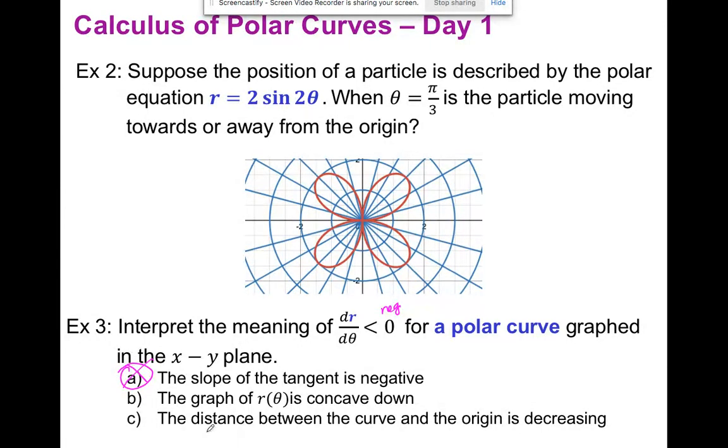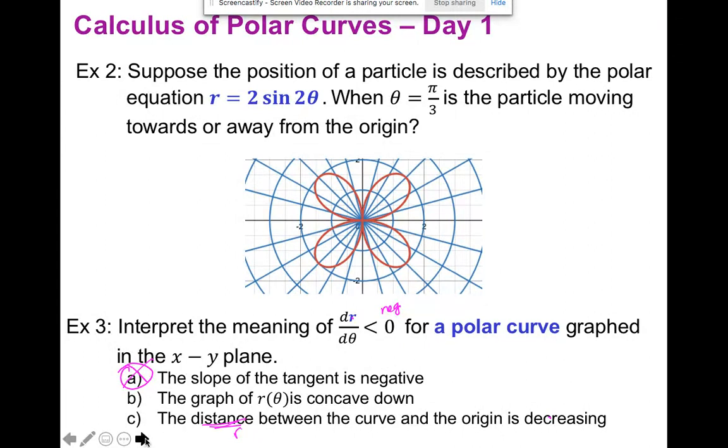But look at C. The distance between the curve and the origin is decreasing because of my rate of change of the radius. Is that towards or away? It just depends upon where I am. But wherever I am on my polar curve, if the rate of change of the radius with respect to theta is negative, my radius is going to be getting shorter. So the distance between the curve and the origin is decreasing. Kind of a cool thought process.